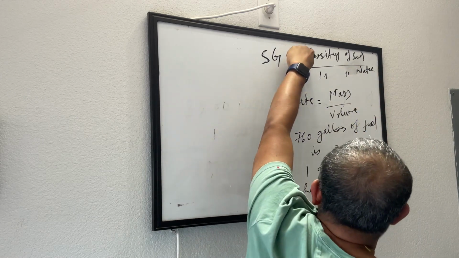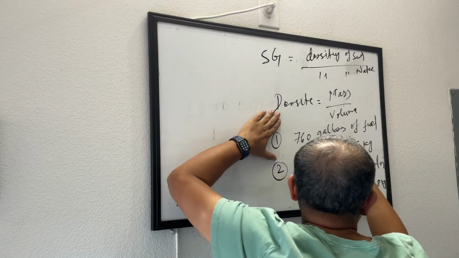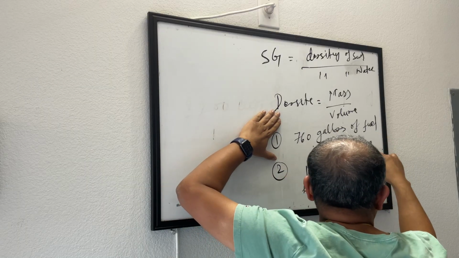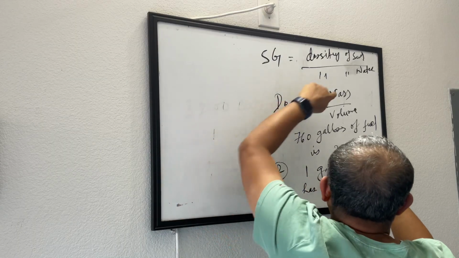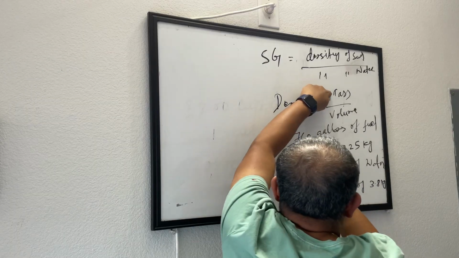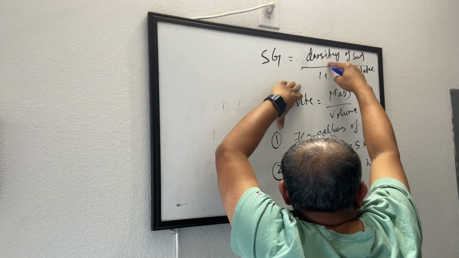Now, how do you find density of the substance? This is the substance given to us. This many gallons of fuel is weighing this many kilograms. So this gallon is volume, this is the mass. Put the mass, divide by volume. That will give you the density of this substance. That goes as a numerator here.